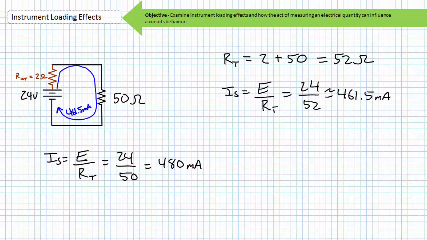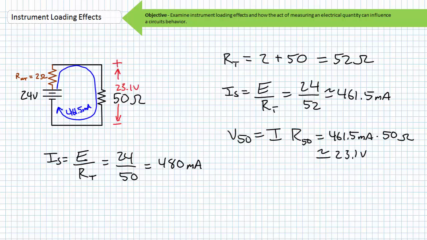Ohm's law states that the current through the load will be approximately 461.5 milliamperes. We've created, in effect, a series circuit of 2 elements. Ohm's law states that the voltage drop across the 50 ohm resistor will be only approximately 23.1 volts, and roughly 0.9 volts will be dropped across the internal resistance of the source.